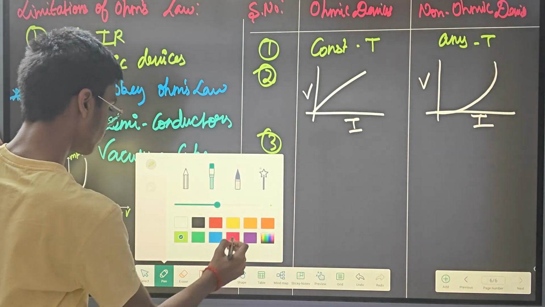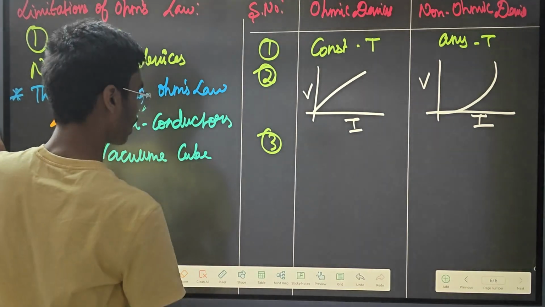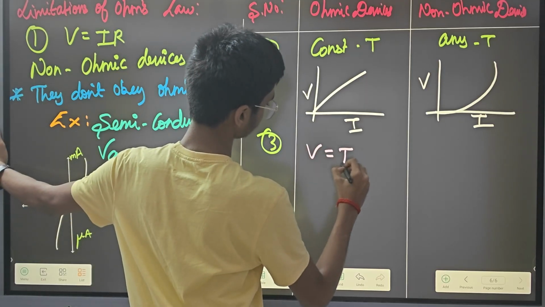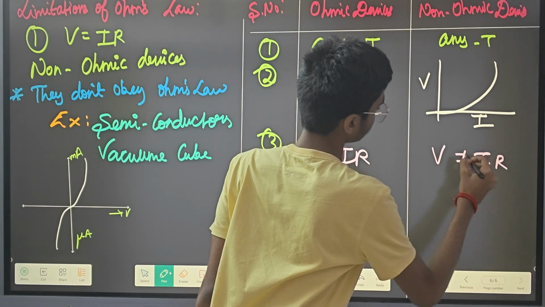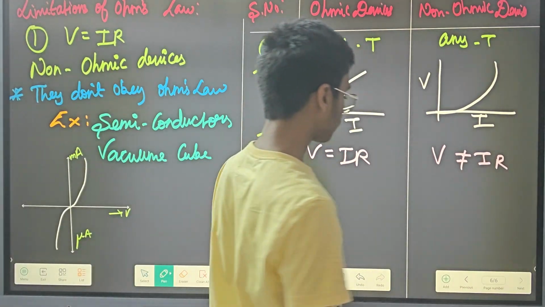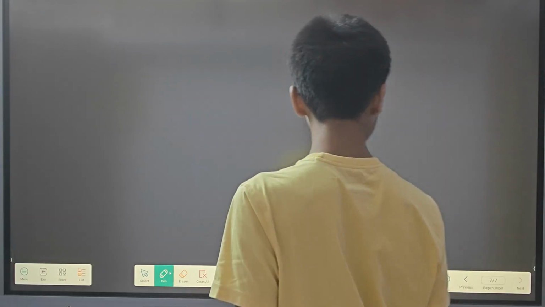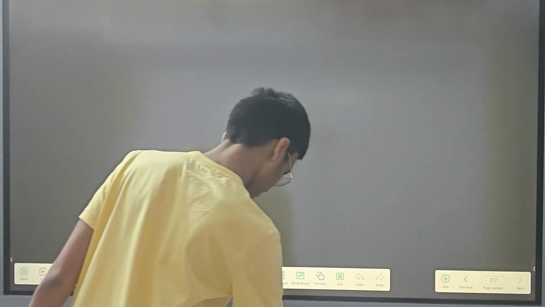Here we are having a very specialized famous formula: V is equal to IR. Here we don't have such a formula; V is not equal to IR. This is one of the important things, so you have to write this when they ask. Then secondly, you also have another concept.